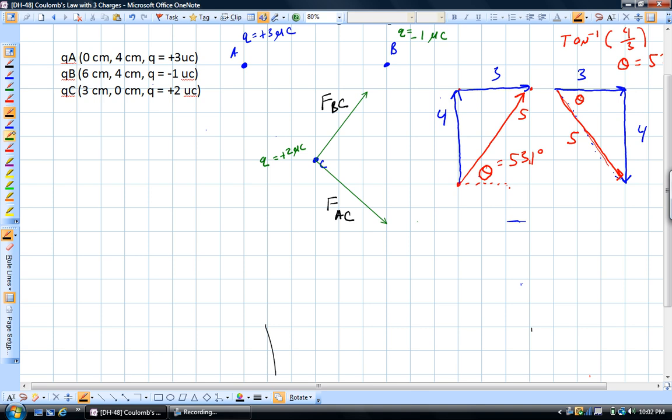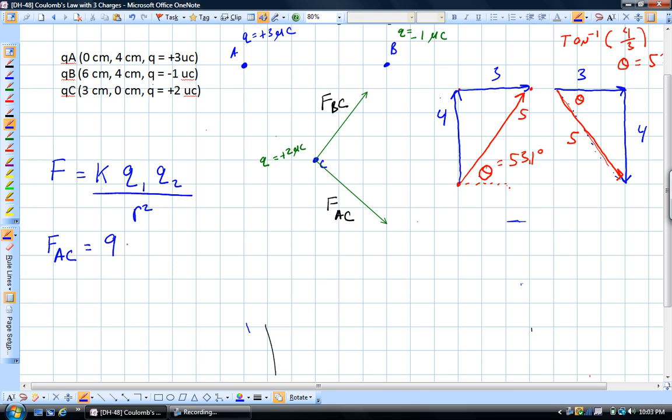So Coulomb's law tells us that the force between any two charges is going to be equal to a constant K times Q1, which is charge 1, Q2, which is charge 2, over R squared, which is the distance between those two charges. So we're going to consider them one at a time. So if I was to figure out the magnitude of the force between charge A and charge C, let's just worry about the magnitude.